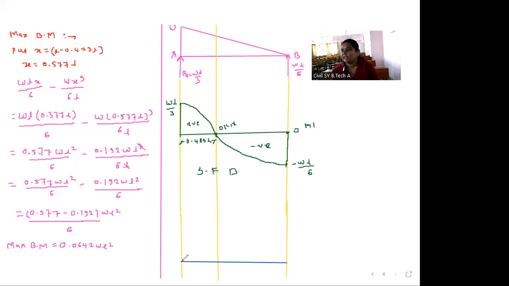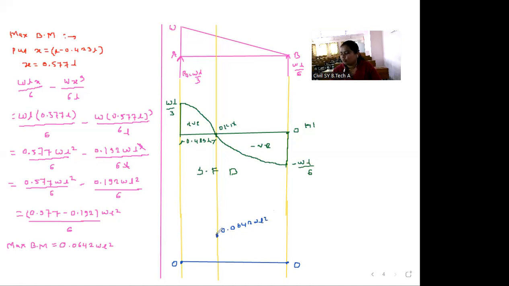Yes, bending moment at A is 0. Bending moment at B is 0, and then the maximum bending moment. So where does the maximum bending moment occur? At the point where shear force is 0. So at this point the maximum bending moment value is 0.0642 WL square.